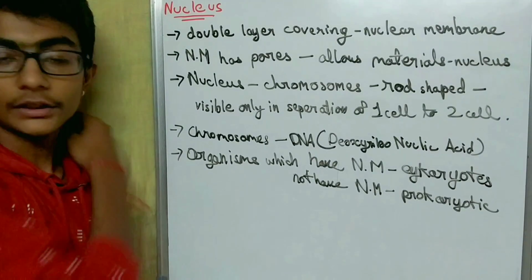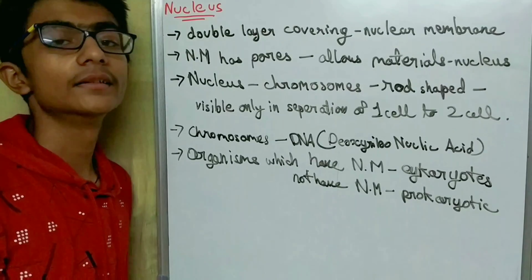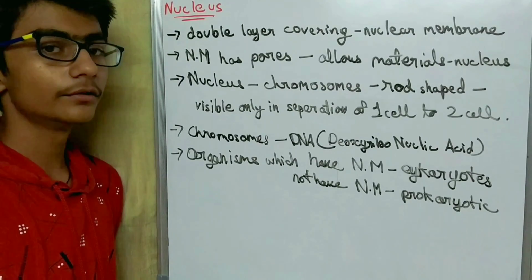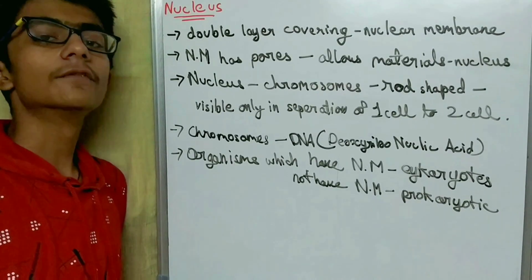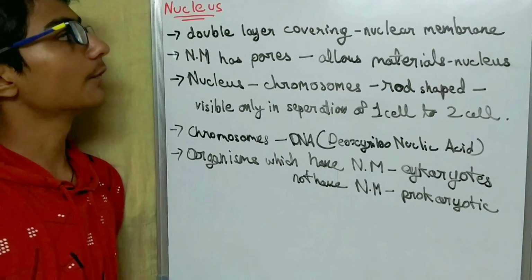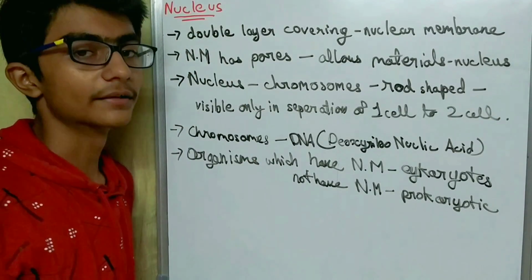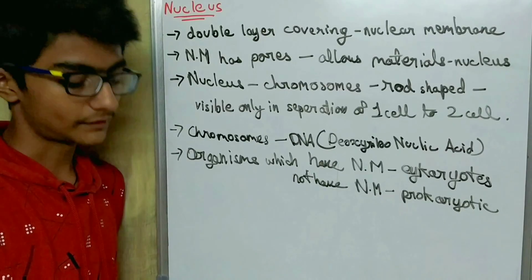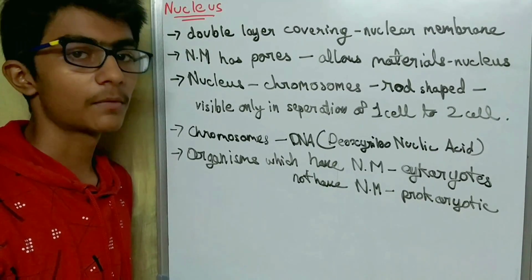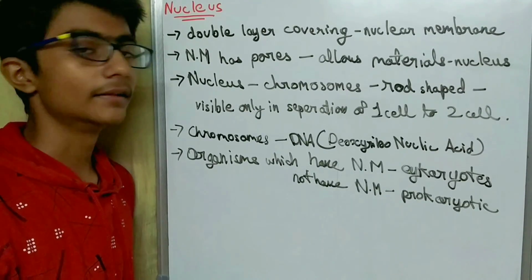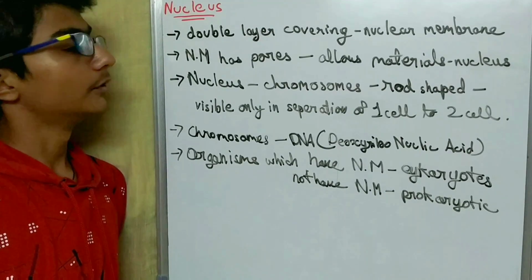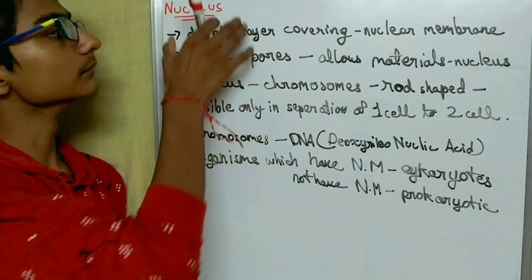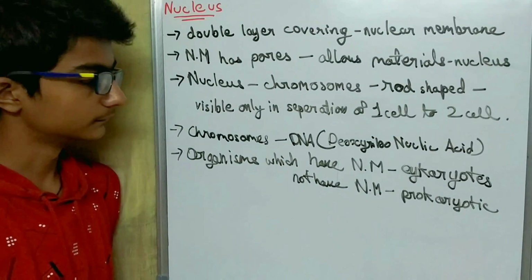Today we are going to continue chapter number 5 of class 9th biology, the fundamental unit of life. This is the fourth part and we are going to study what is nucleus. I have already told what is cell membrane, what is plasma membrane and what is cell in the first three parts. And today we are going to see what is nucleus.